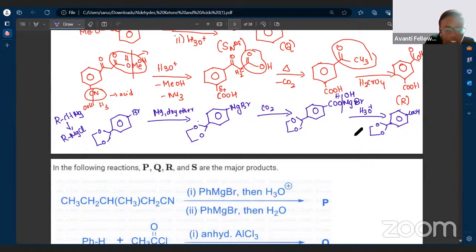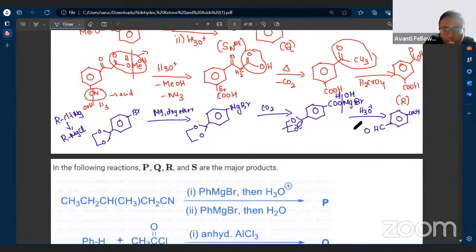Now when you do hydrolysis, this part will also change. Yes, so here you have a COOMgBr. So when you do hydrolysis, you get COOH. Okay. Now when you do hydrolysis of this part, the ring will break over here. So the ring will break to give, so this part will move out. So you'll be getting CHO.